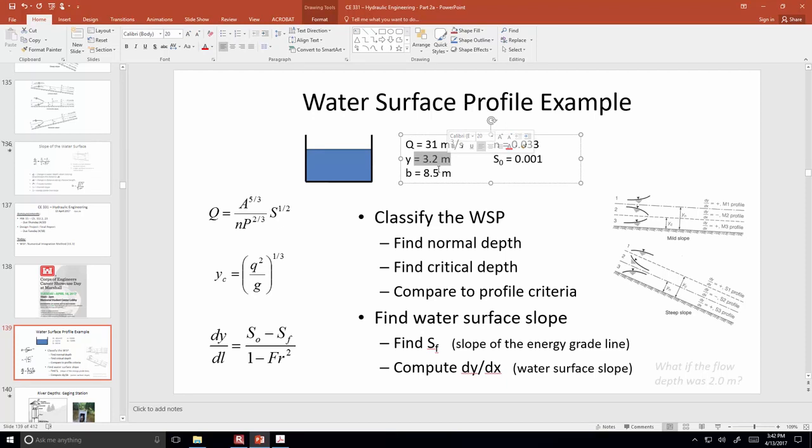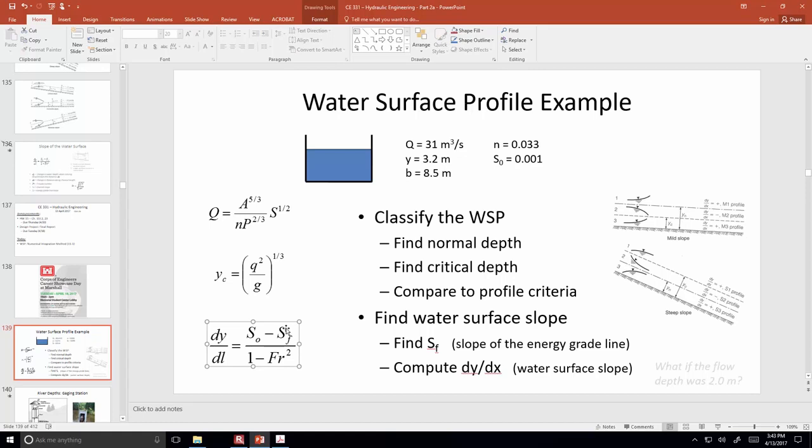Ordinarily, in Manning's equation, we're assuming uniform flow, so the water surface slope is parallel to the channel bed slope, which is parallel to the energy grade line slope. But what we're saying is we can find the slope of the energy grade line by putting in the actual water depth of 3.2. So solve for S using Manning's equation, and the S that you'll be solving for with this depth of 3.2 is the slope of the energy grade line.